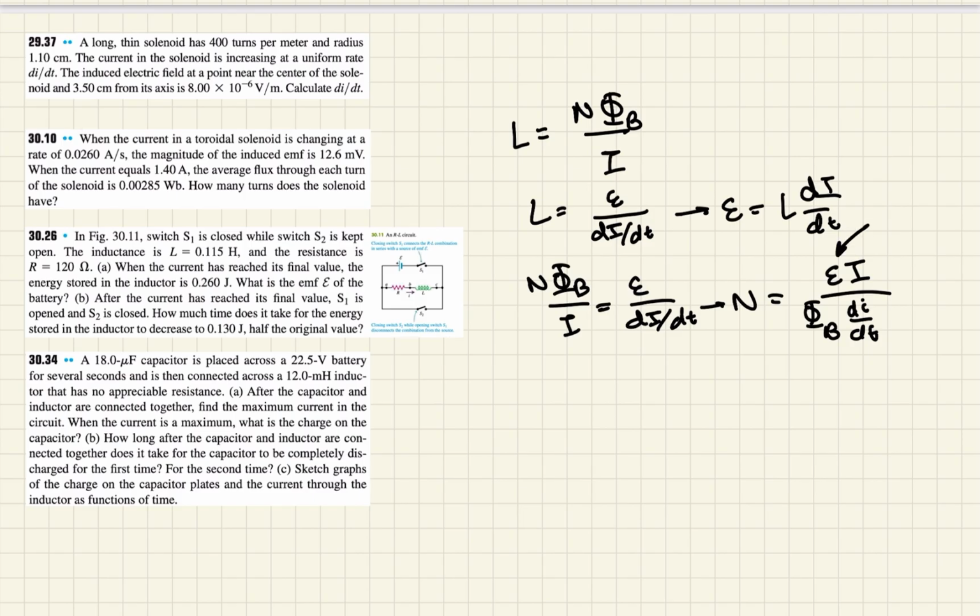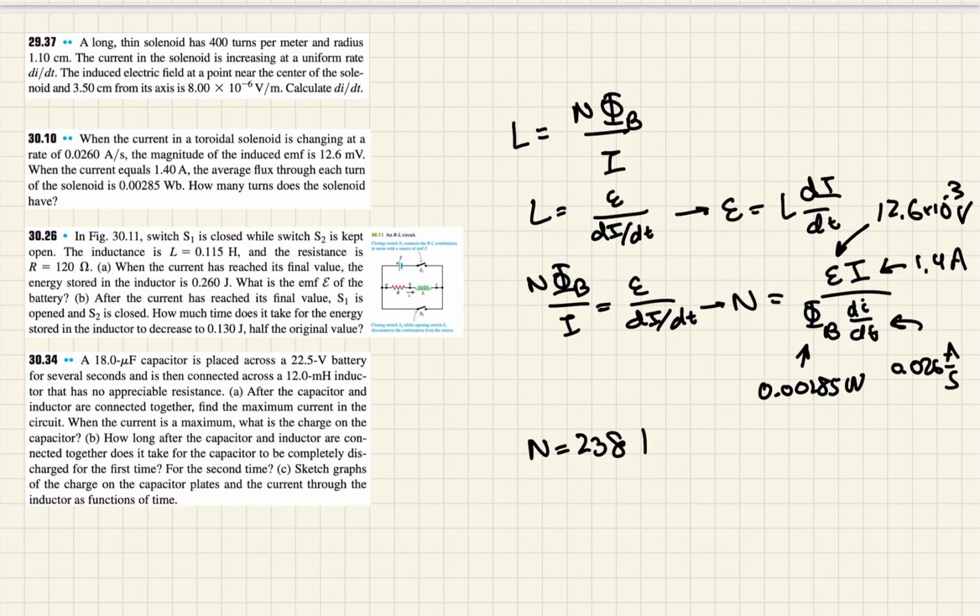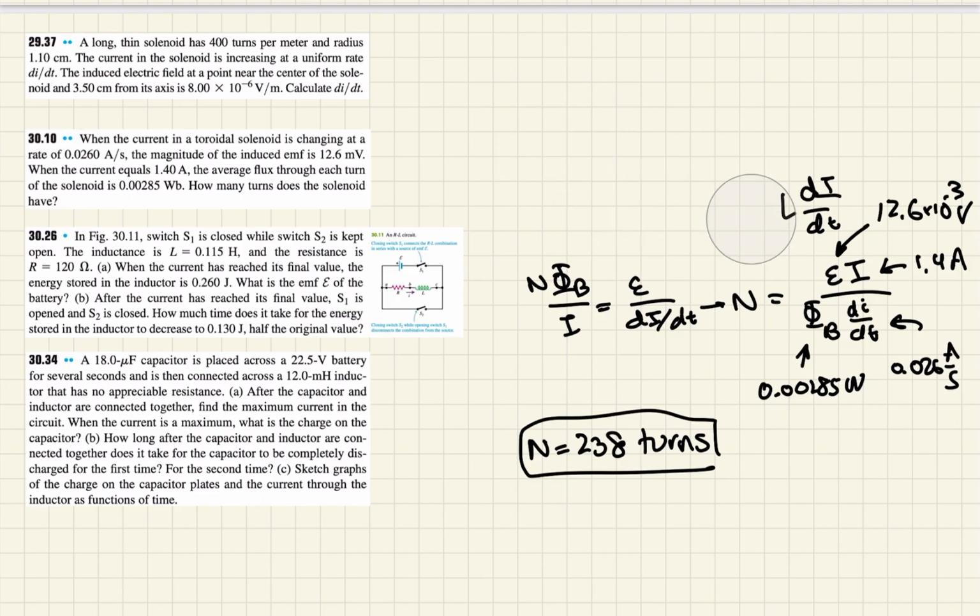EMF is 12.6 millivolts. You can just write it in scientific notation: 12.6 times 10 to the power of negative 3 volts. Current is 1.4 amps. di/dt is 0.026 amps per second. And magnetic flux is 0.00285 Webers. And so plugging all that in, you get N is equal to 238. And so that's just going to be 238 turns. All right, that was relatively simple.